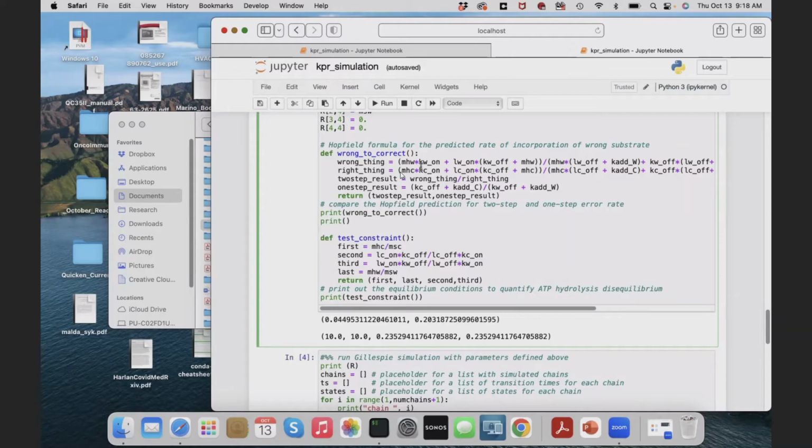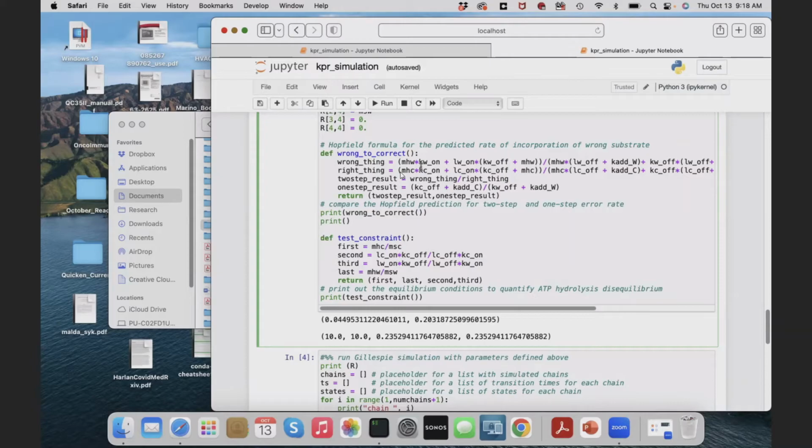You see that the 1-step process with these parameters, using only the probability of error per step, is big. It's 0.2. And the Hopfield prediction is pretty close to the square of that, right, 0.04. All right, so this is the prediction on the basis of the analysis that we've done of the kinetic equations.